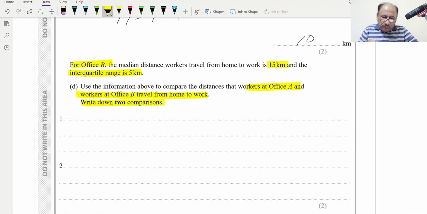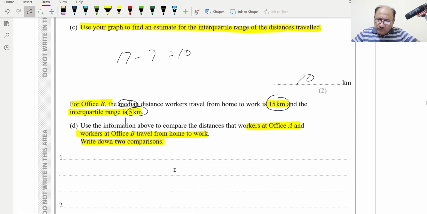Write down two comparisons. So one comparison we can write that the median is higher in case of office B, because they are saying the median distance workers travel from home to work is 15. Median is 15, and the interquartile range is 5. So one thing we can write is that home to work is 15.